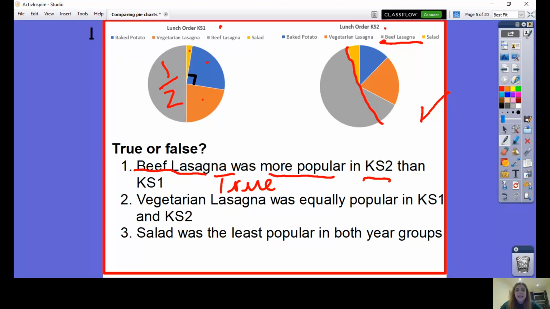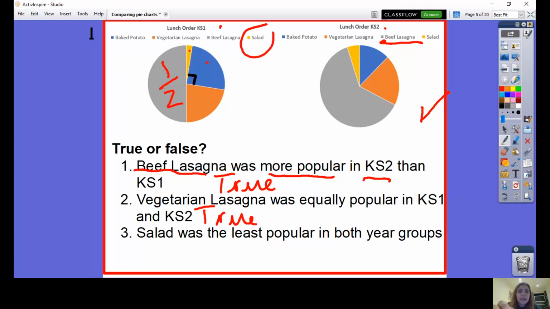Vegetarian lasagna was equally popular in Key Stage 1 as it was in Key Stage 2. Vegetarian lasagna is that orange colour there. Is that section the same in Key Stage 1 and Key Stage 2? Yes, just because it's at a different angle doesn't mean it's a different fraction. This amount looks the same. That is true.